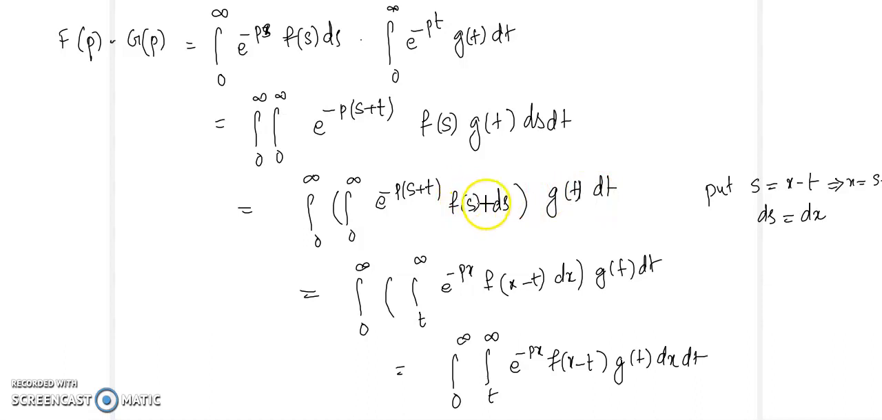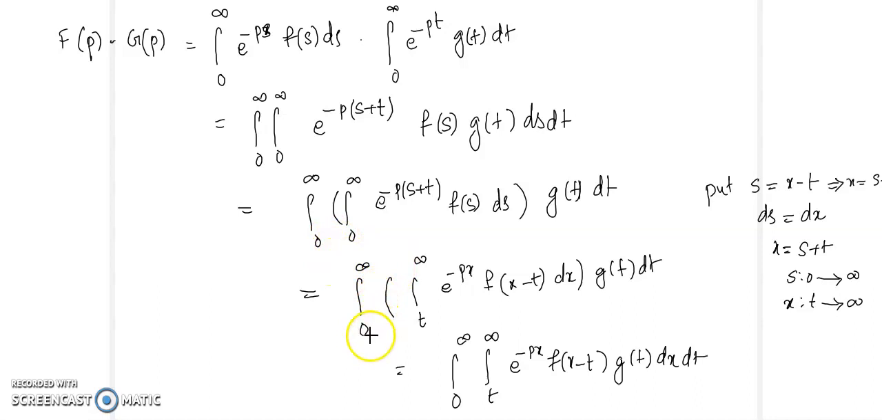Now in the first integral, I'm using the substitution s equal to x minus t. So x will be equal to s plus t and ds will be equal to dx. Now we have s varying from 0 to infinity, so x will vary from t to infinity now.